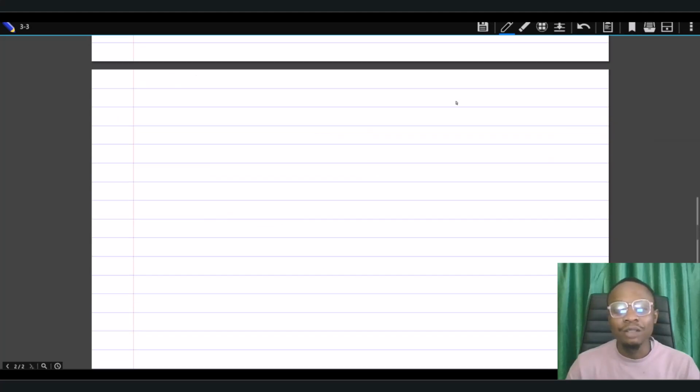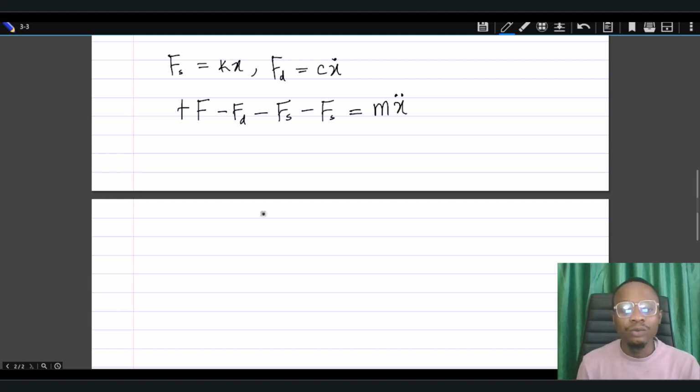Let us have an additional page. Then by the time we put all of this together, we'll have m x double dot, then we know F sub D just once and it is c x dot, and it's negative here. When we move to the other side it becomes positive, so this will be plus c x dot. Then we have F sub S, both of them negative. When we move to the other side that becomes plus 2 F sub S, which is kx, so put this as 2kx, and F remains where it is as this.